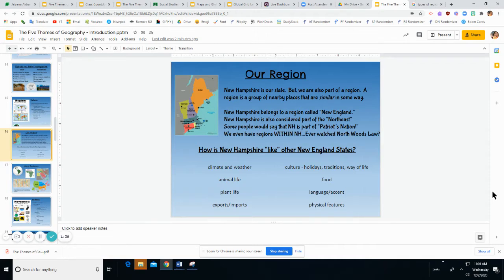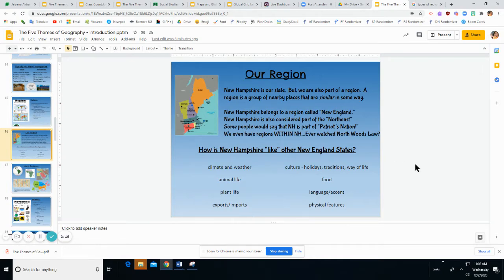A region is a group of nearby places that are similar in some way. So New Hampshire belongs to a region called New England. New Hampshire also is considered part of the region of the Northeast. Some people would say that New Hampshire is part of Patriots Nation because many people in New England follow the New England Patriots as a sports team. We even have regions within New Hampshire. So if you've ever watched the show Northwoods Law, Northwoods is a region within our state.